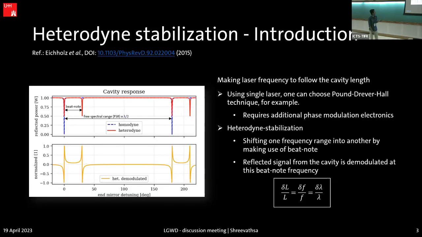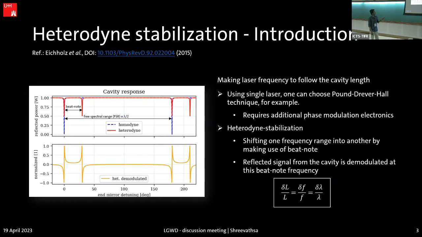Jumping into the heterodyne stabilization introduction, basically we can't just use lasers as they are for some displacement readout. The frequency noise of the laser itself will dominate. So the idea that we use is making the laser frequency follow some reference. We have a very stable cavity. We try to lock the laser and make the laser frequency follow the length of the cavity.